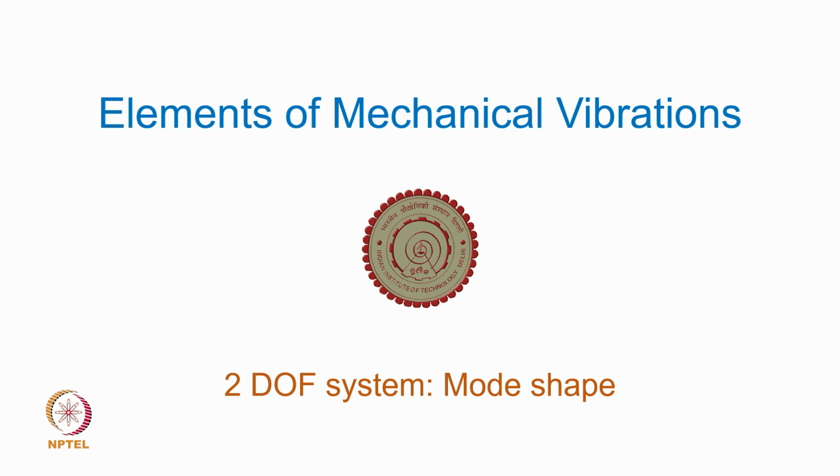Last time we started with a typical 2 degree of freedom system and derived governing equations, discussed the principal motion concept and derived the expressions for the natural frequency. In today's lecture we continue our discussion and in particular we will be focusing on the concept of mode shape.